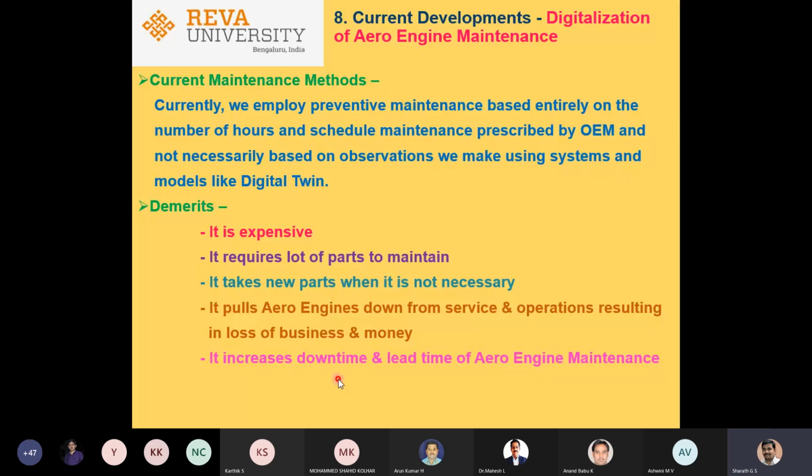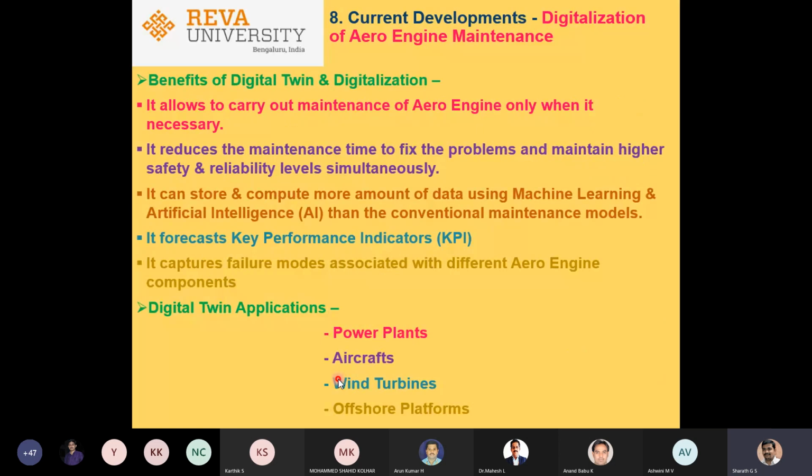And if you get into the benefits of digital twin and digitalization, it allows us to carry out maintenance of your engine only when it is necessary. So when it is not necessary, we will not be going for any maintenance. It reduces the maintenance time to fix the problems because we will be having enough buffer available on the shop floors to fix the problem, because we have come to know about the future failure well in advance, before it touches down.